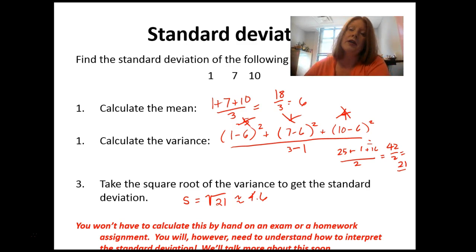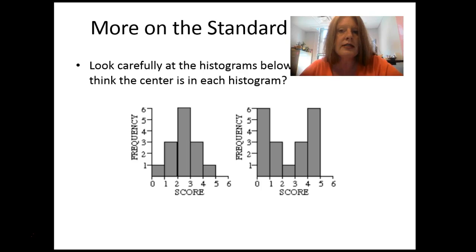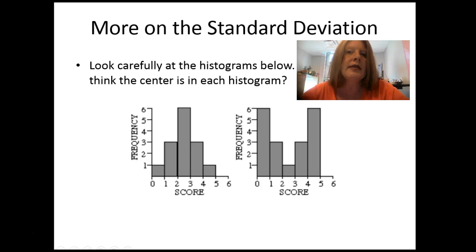So another thing we want you to keep in mind is not only just what that number tells you about a data set, but we want you to be able to look at some histograms, such as these ones. And we want you to be able to think about which of these histograms would have a larger standard deviation and why. So again, visually, what does the standard deviation look like? What does it look like to have a large standard deviation versus a small standard deviation?